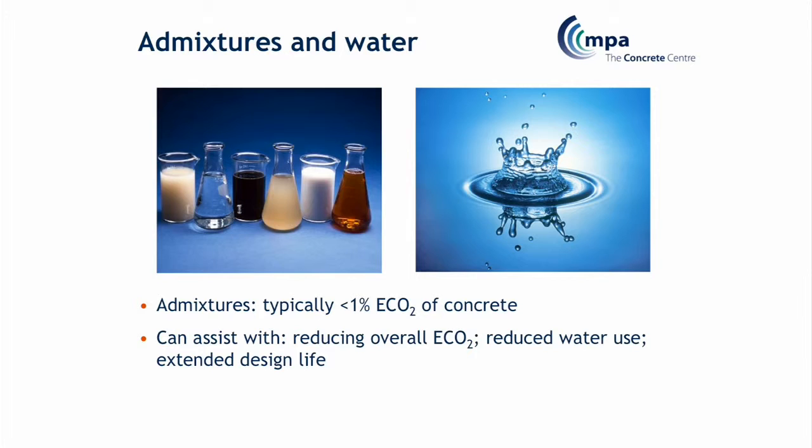Admixtures are typically so low in the amount that they're included into the concrete that they don't need to be added into the embodied CO2, but they can have a really major impact. They can improve the strength, which means you could potentially reduce the amount of cement that you need for a mix, for example. A very common one, superplasticizer, is very useful at reducing the amount of water. And focus on water is going to become increasingly important in the considerations of sustainability, and they already are. The concrete industry is doing a lot to look at that as part of the new focus of their strategy.